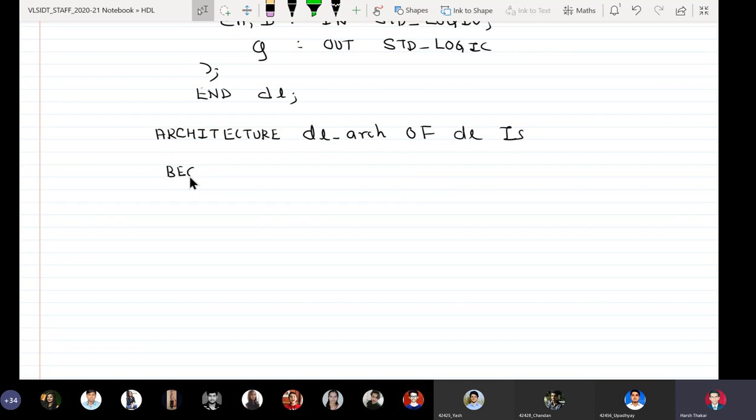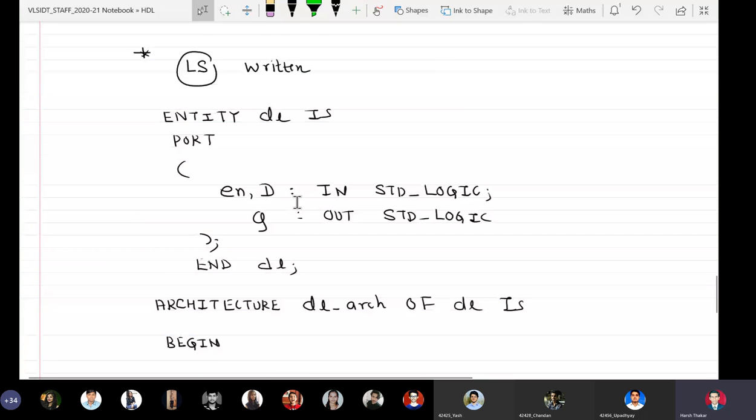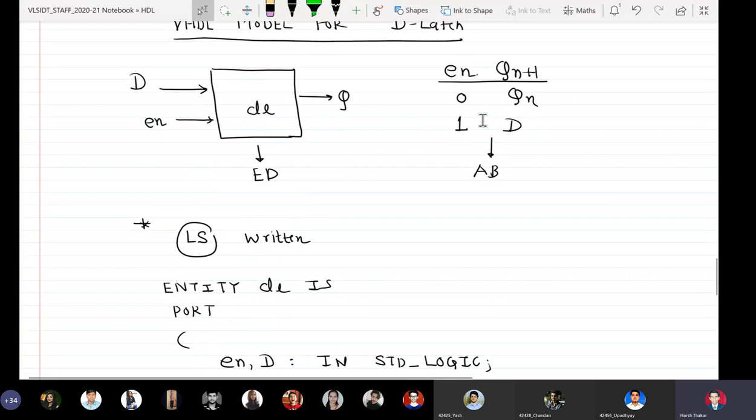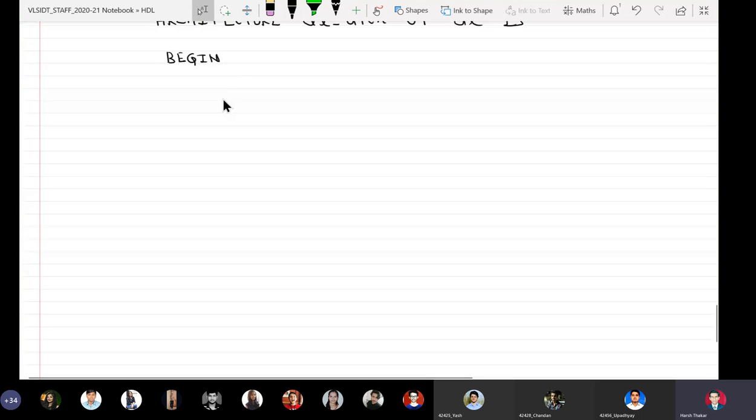Now I'm supposed to write something, but I'll not write it now. I want to make some mistake in the model now. It's very simple. My truth table says that if EN equal to 0, let the output remember itself, and if it is 1, let it be D. So I will use the behavioral modeling style. I will say process, and in the sensitivity list I have to write down all the inputs, that is EN, D, and then I have begin.